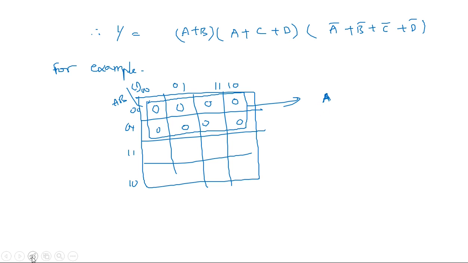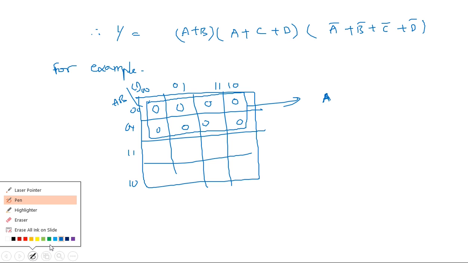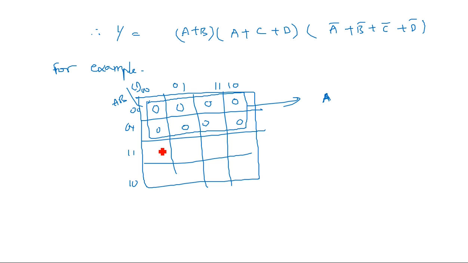For the same example, suppose I am having zeros here also. Then what to do? All 16 zeros we can combine. So all 16 zeros means it gives 0, because it is a POS. Here in this case y is equal to 0.